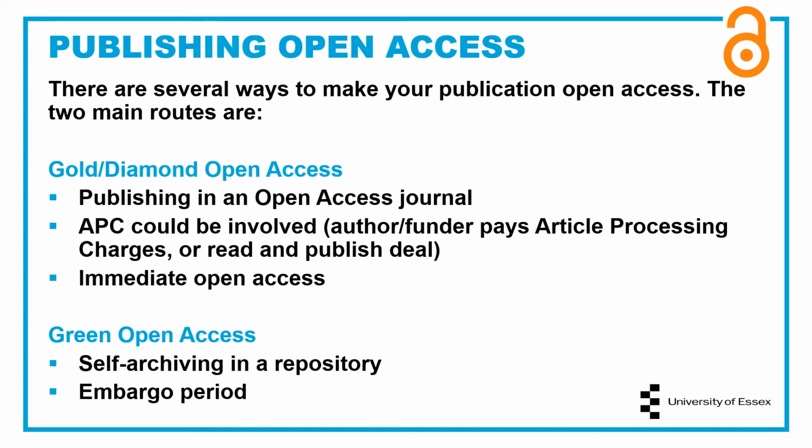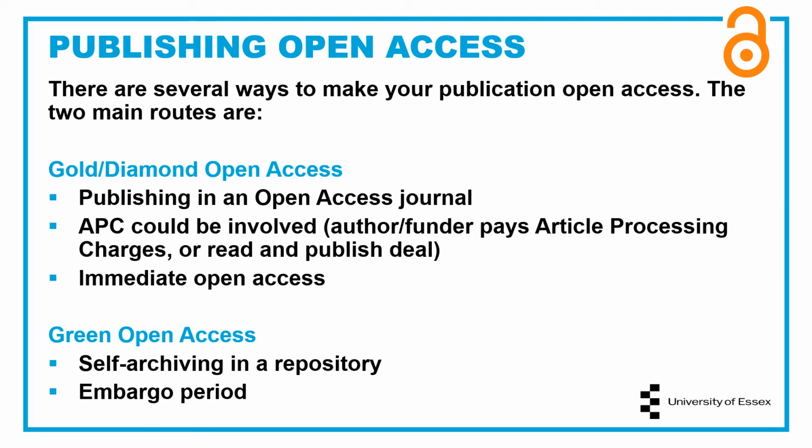The two main routes to making your work open access are known as the gold or diamond route and the green route. The gold or diamond route to open access is where your work is published in an open access journal, meaning it is immediately open access on publication. In most cases, gold open access publishing involves an article processing charge, whereby the author or funder pays a certain amount of money to make the work available open access.